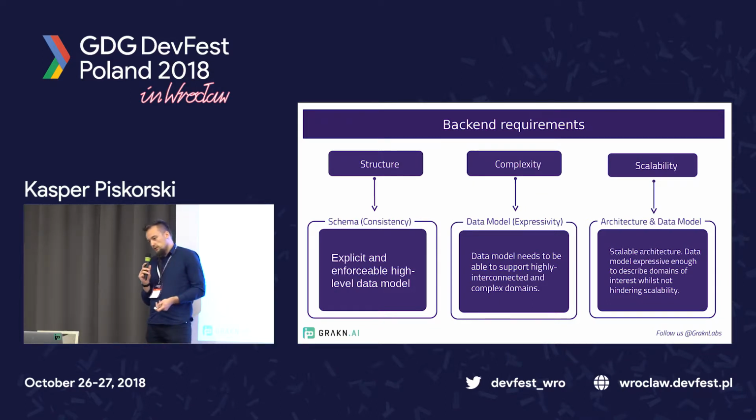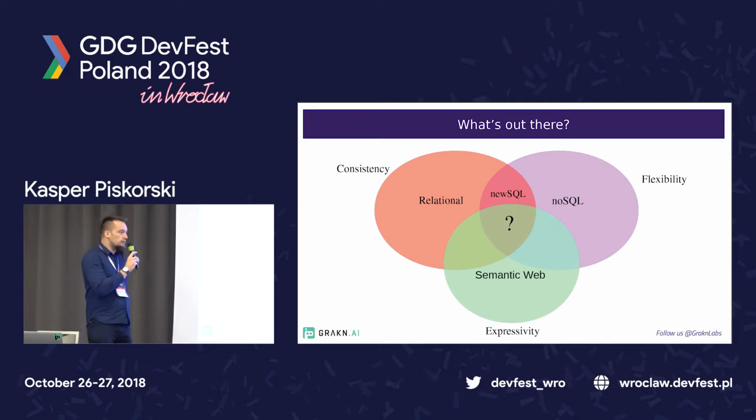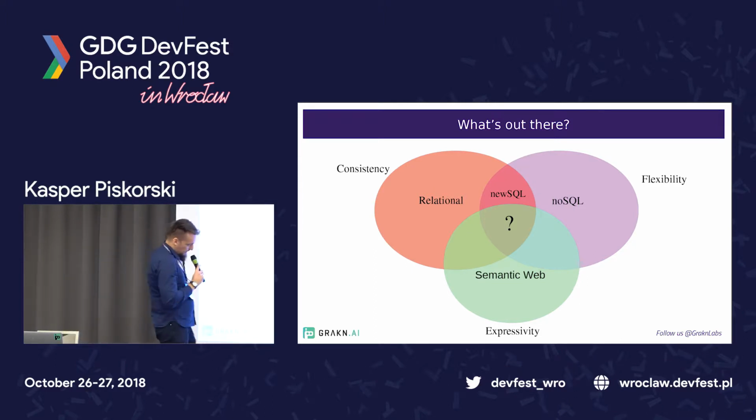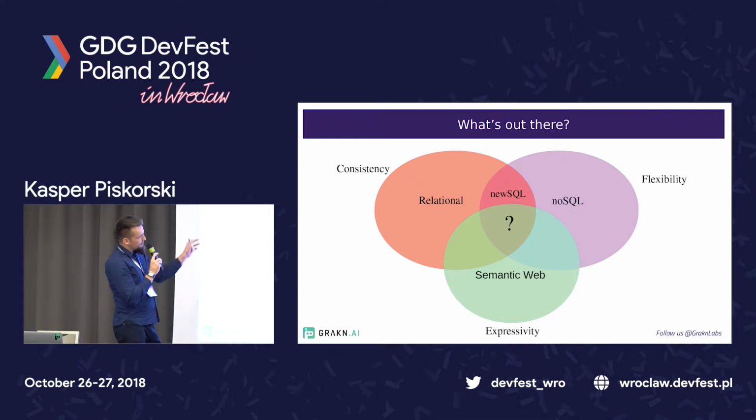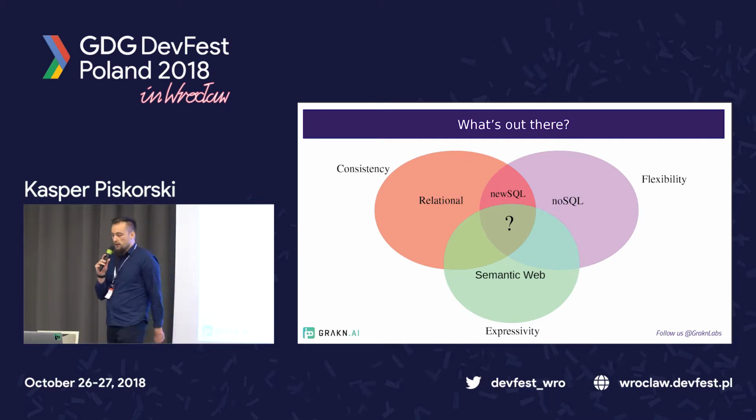So these were our requirements for the backends. Because we don't want to reinvent the wheel, we first look at what's out there already. If we look at those three problems, then there are basically three possible perspectives of approaching them and giving the guarantees of consistency, flexibility, and expressivity.